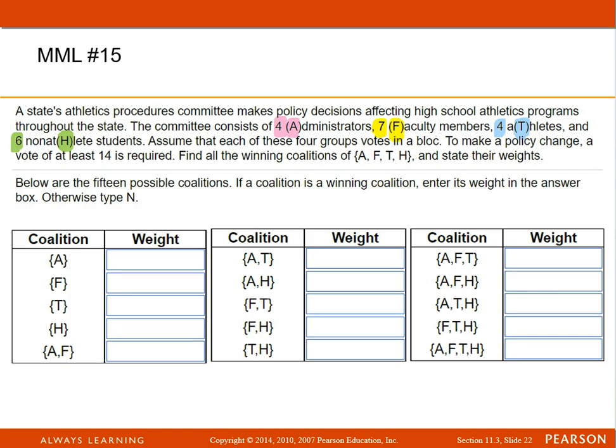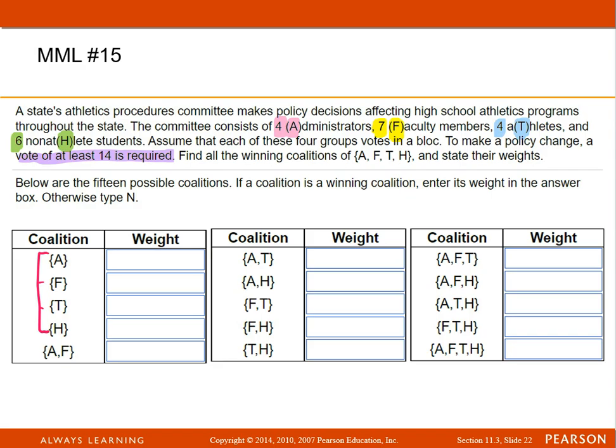So to make a policy change, a vote of at least 14, I'm going to use purple, at least a vote of at least 14 is required. Find all the winning coalitions of A, F, T, and H and state their weights. Below are the 15 possible coalitions. You can see here are the 4 singles: A, F, T, and H by themselves.